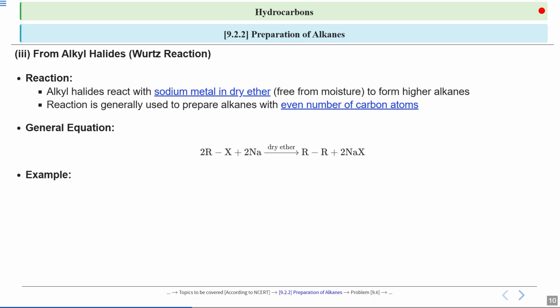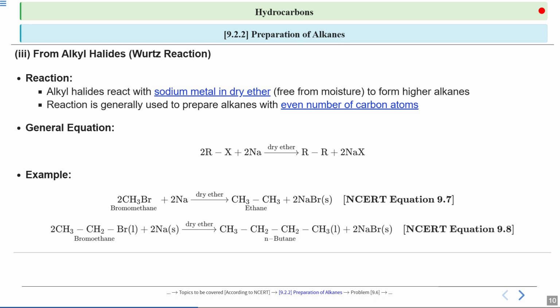So we can take a specific example to explain the same. We are taking bromomethane. In the presence of sodium and dry ether, the two molecules of bromomethane will couple with each other, forming ethane. Notice how the number of carbon atoms is doubled from reactant to the product. Along with this, we are also getting sodium bromide.